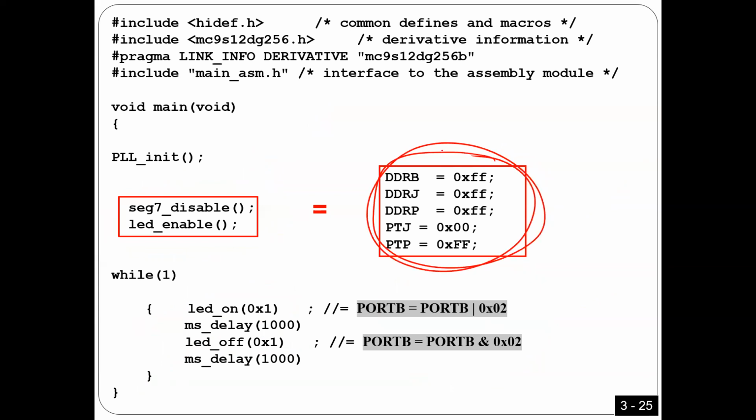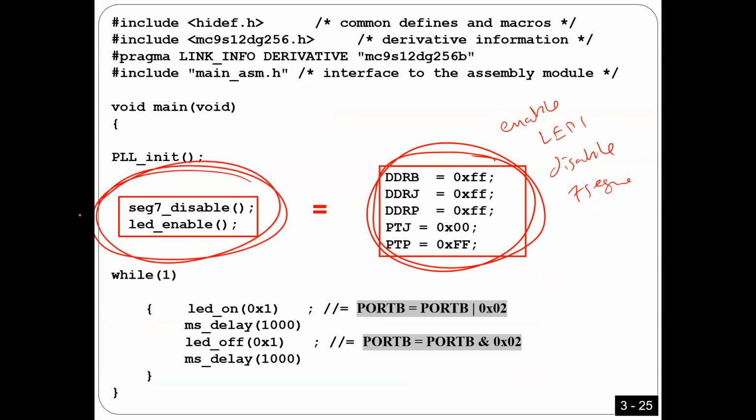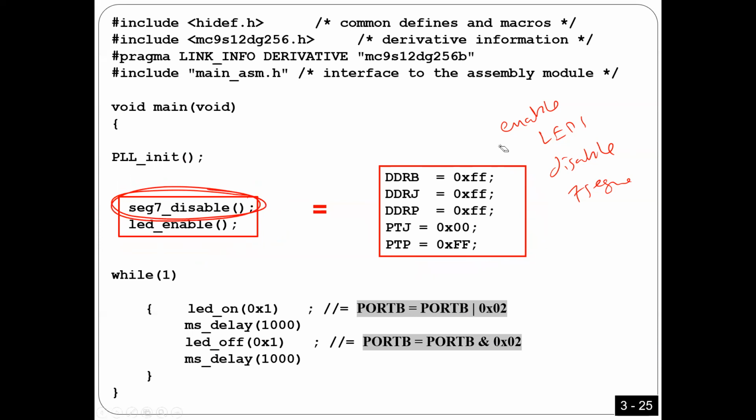If you remember, the purpose of this code is to enable LEDs and disable 7 segment. Is that right? This is the purpose. So that's why we made 2 functions this way, as you see here. We have a function we call segment 7 disable. If you go inside this function, you'll find this one, and you'll find this one. So these two are inside this function. Is that okay? That's why I hide the details.